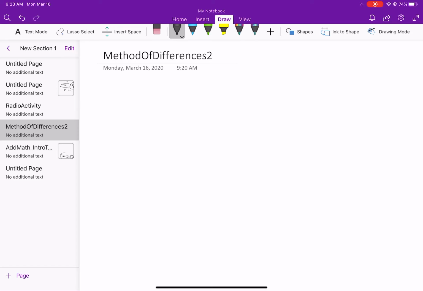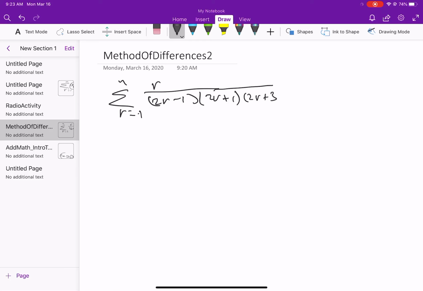The fourth one, by the way, of the lot, is the sum from r equal 1 to n of r upon (2r minus 1) times (2r plus 1) times (2r plus 3). This is an interesting one. I'm not going to work it out in full, but I'm just going to give you a couple of pointers.